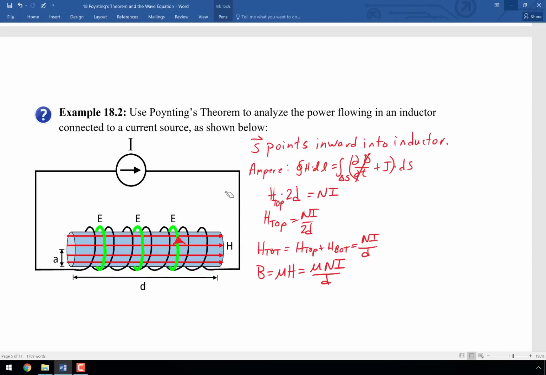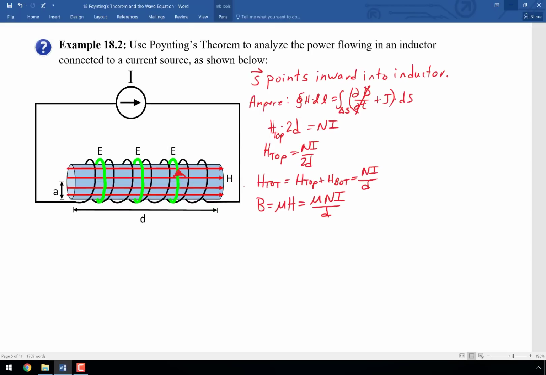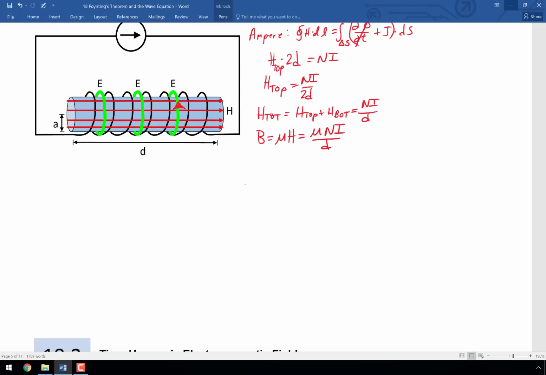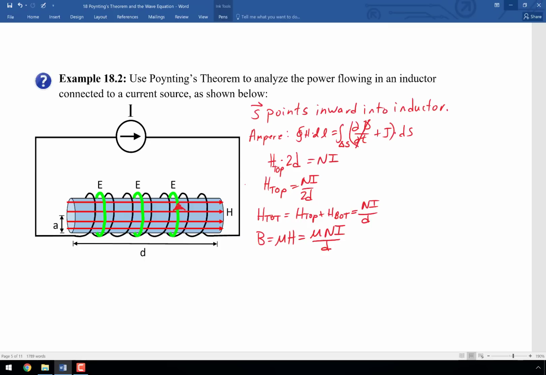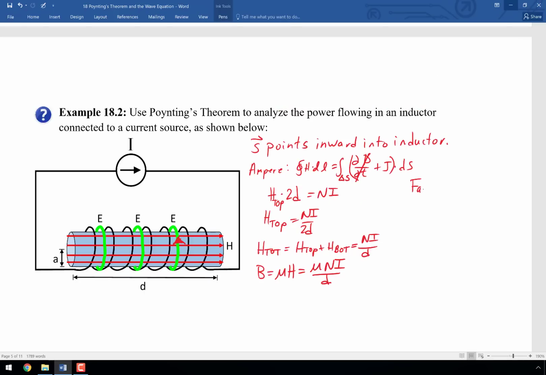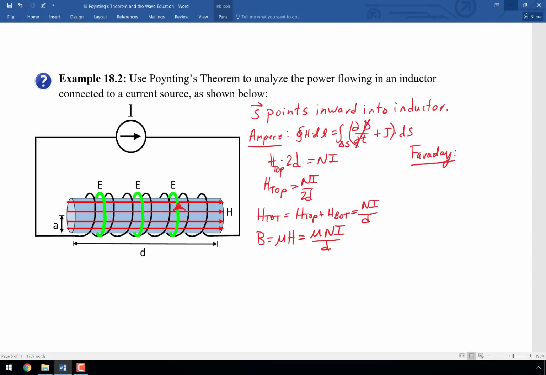So that gives us either B or H, whichever one we need for the particular part of the problem that we're working on. I'm going to be running a little bit short on space, so why don't I try to squeeze Faraday's law in right here to determine the electric field. So Faraday's law and Ampere's law, these are our two big guns. We've also got Gauss's law for electric fields and Gauss's law for magnetic fields, but these are the two big ones, and so we'll be using those an awful lot.